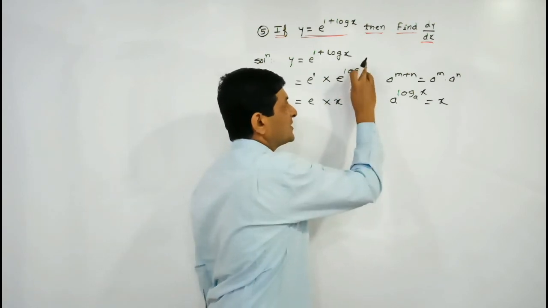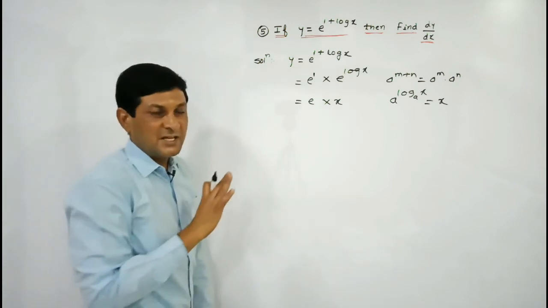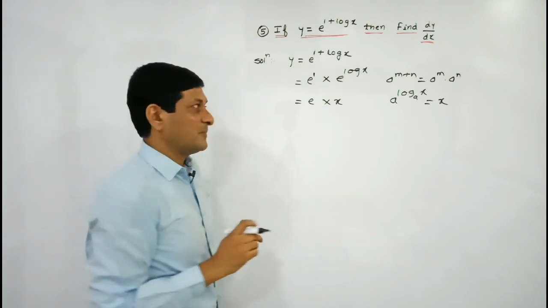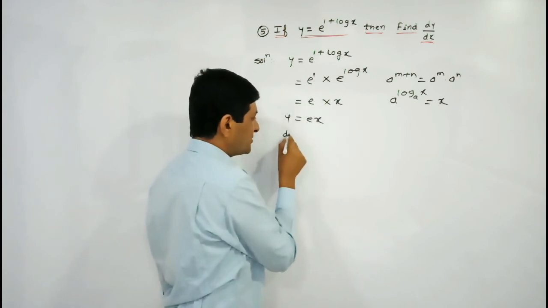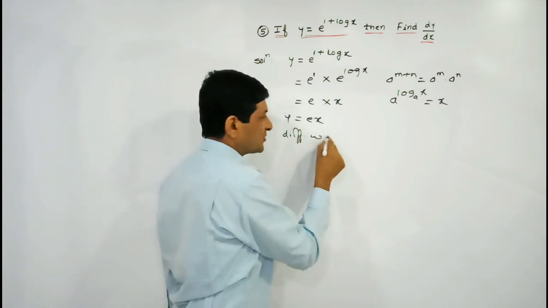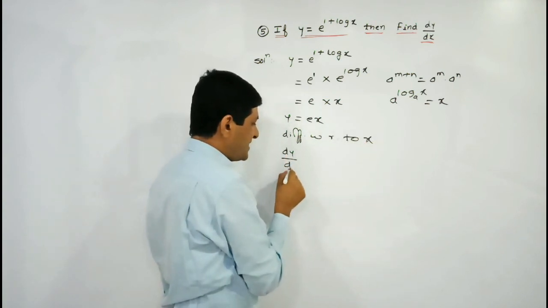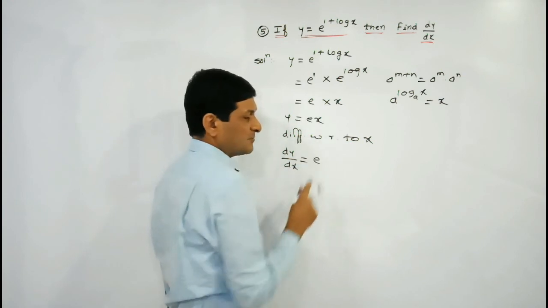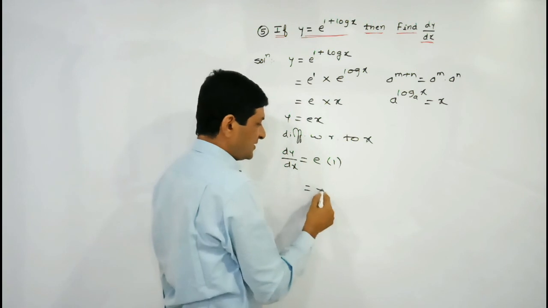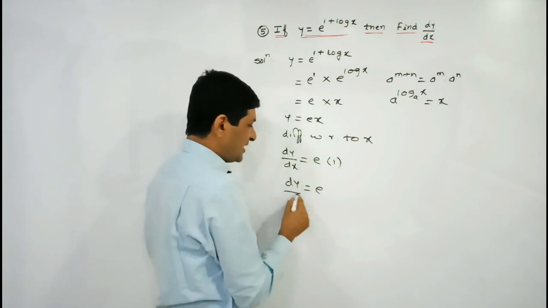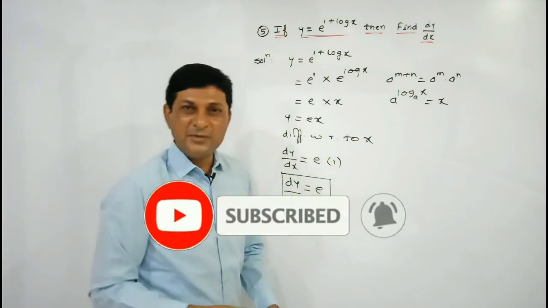So here it is not necessary to write e here. It is considered that the base of the logarithm is what? e, because this is the natural logarithm. So x into e will be equal to ex. So y is equal to ex. So differentiate it with respect to what? x. So derivative of y, dy by dx, is equal to, e is a constant term, keep it as it is, and what is the derivative of x? 1. So it will be equal to what? e. e into 1 will be equal to e. So here in this way we have got the value of dy by dx equal to e.